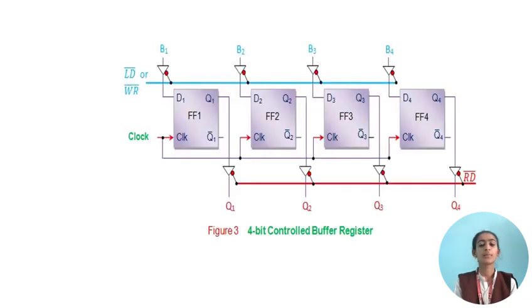Here is a 4-bit controlled buffer register with four flip-flops. The clock pulse is connected to the four bits, their outputs are B1, B2, B3, B4, and the inputs are Q1, Q2, Q3, Q4. This is the controlled buffer register of 4 bits.